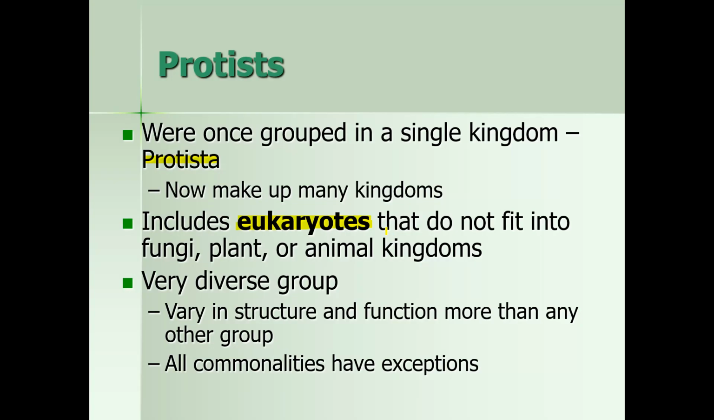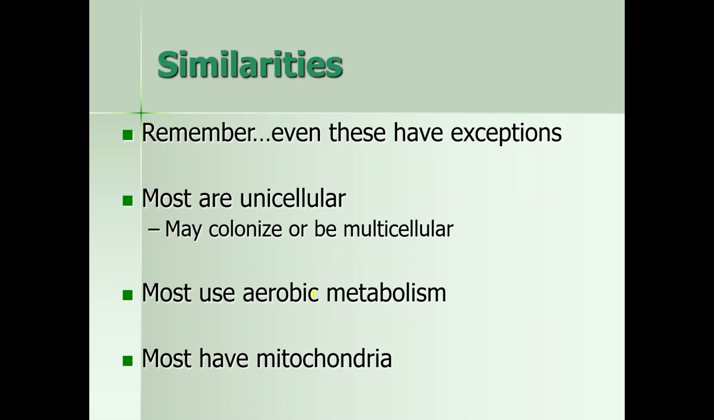Now, the problem is they are eukaryotes that don't fit somewhere else, which is why we often called them the misfit kingdom. Because what we're going to see is that there are fungus-like protists, there are plant-like protists, and there are animal-like protists. But the only thing they all share is that they're eukaryotic. They vary in structure and function, and most of their commonalities do have the exceptions, except for the fact that they're eukaryotic. So here's some of the things that they may have in common.